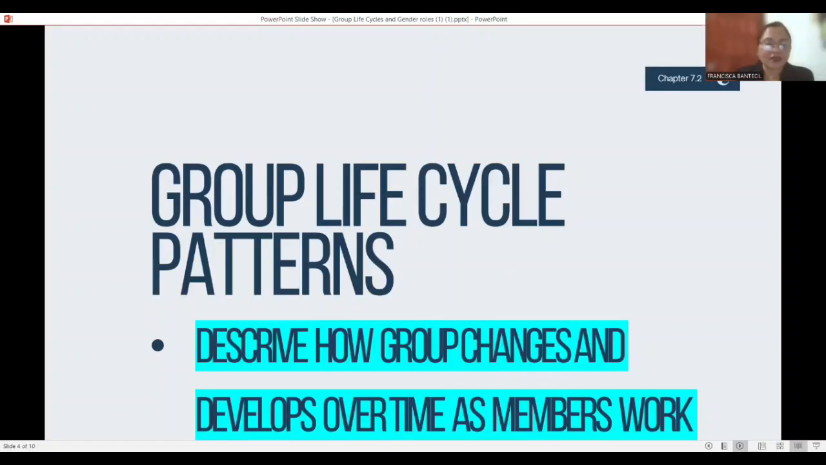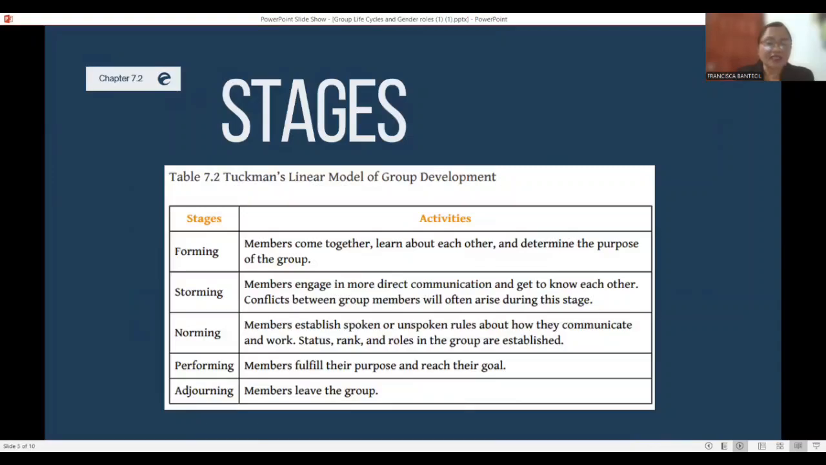In order to understand group development and its life cycle, many researchers describe the universal stages. While there are many interpretations of these stages, most draw from the model proposed by Bruce Tuckman. The table I'm going to present is about the linear model of group development. So these are the following stages.